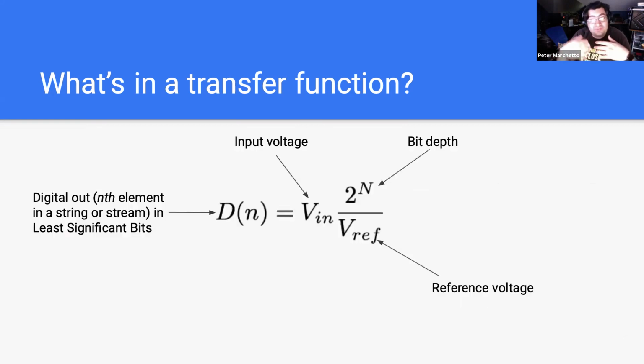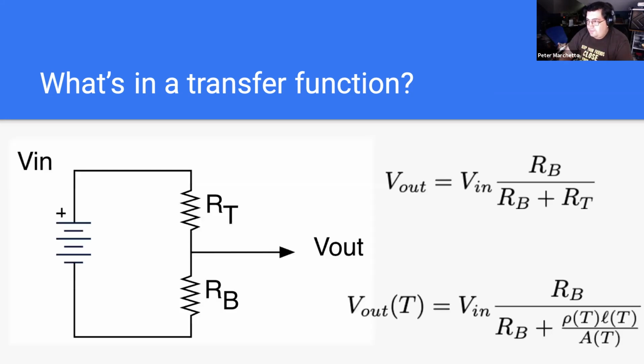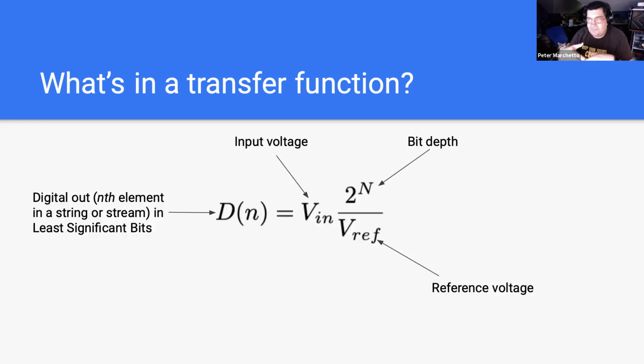So now we go to the next step in the transfer function. We're going to go to the D of n space, where we go to discrete digital numbers rather than being in the continuum space of analog measurements. And the digital out, or the nth element in a stream in least significant bits, is going to be equal to V in, which in this case, we're taking from the voltage divider where we have V out here. That's going to be V in the next stage. So we multiply that V in by 2 to the something, whatever bit depth we have.